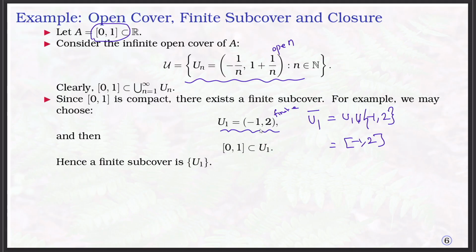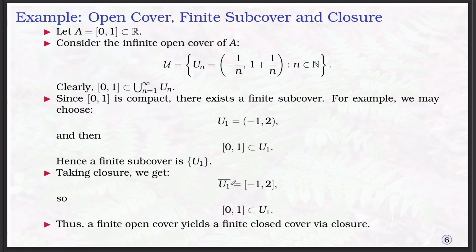Now, you can take the closure of this U1, that is the set U1 union the limit point of U1, one can get the closed ball minus 1 comma 2. If minus 1 comma 2 covers the set A, then obviously the closed ball minus 1 comma 2 also covers the set A, because this 0 comma 1 is contained in the U1 bar. So, one can find the closure of the finite open cover, then get the closed subcover of the given set. Now, this is the trivial cover.